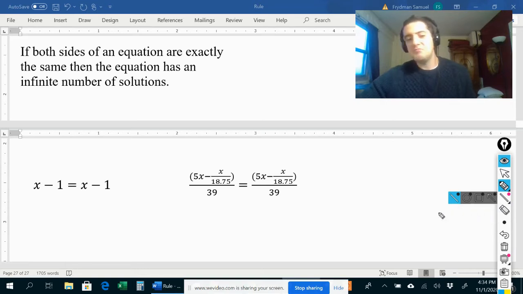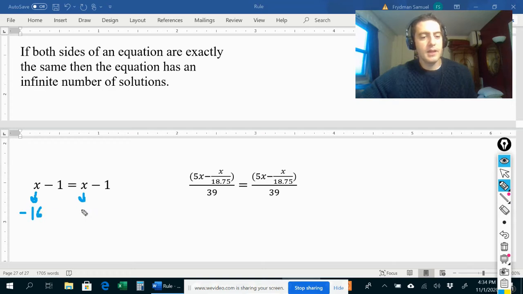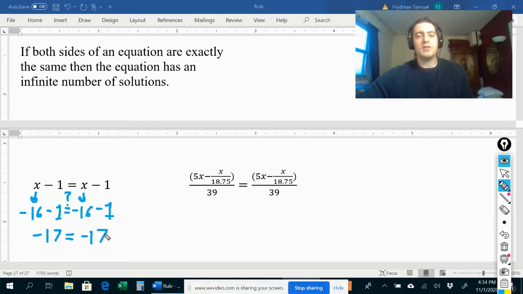Let's try negative 16. If I plug in negative 16 here and negative 16 over here, then on this side I get negative 16 minus 1, and on this side I get negative 16 minus 1. Are these equal to each other? Well, negative 16 minus 1 is negative 17. Negative 16 minus 1 is negative 17. So yes, they are equal to each other. Both sides turned out to be the same. So that means that negative 16 is also a solution to this equation.